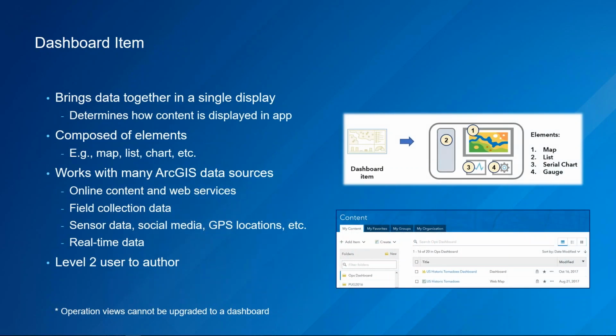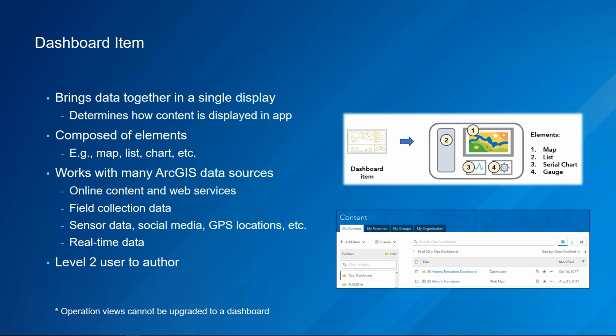Now, I want to make a quick mention about the dashboard item. This is a new item type that was introduced in ArcGIS Online last year, and it became official last December with the recent update. A dashboard item type is, you can think of it like a configuration file that tells the dashboard app what elements to load when the app opens the dashboard item.